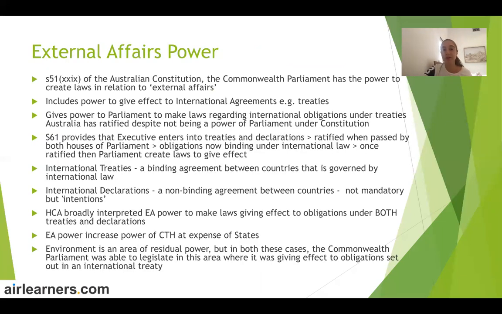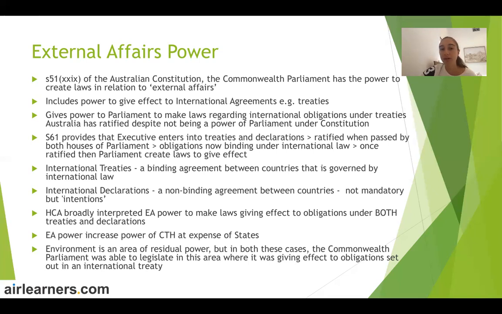The final dot point to look at is the external affairs power. So under Section 51(29) of the Constitution, the Commonwealth Parliament has the power to create laws in relation to external affairs. External affairs simply meaning international issues, things that are external to Australia. And this provides the power to the Commonwealth to give effect to international agreements such as treaties and declarations.